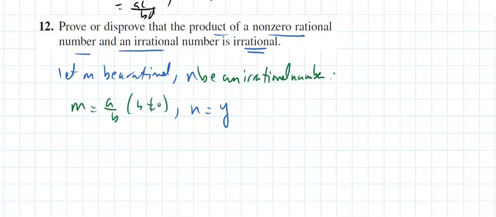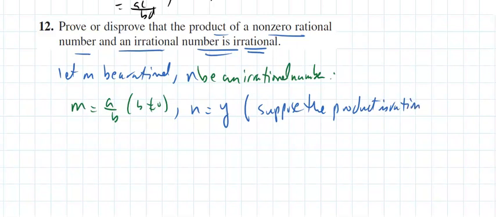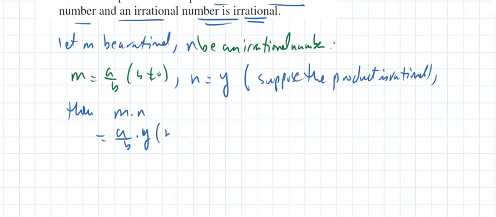So now, this is going to be proof by contradiction. We did the if part. Suppose the product is rational. Then we're going to say M times N is going to be a over b times y, where of course b does not equal 0, we know that.